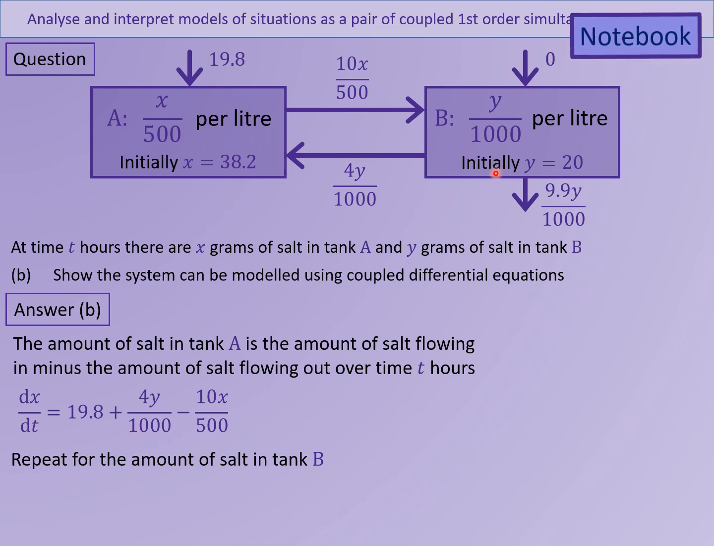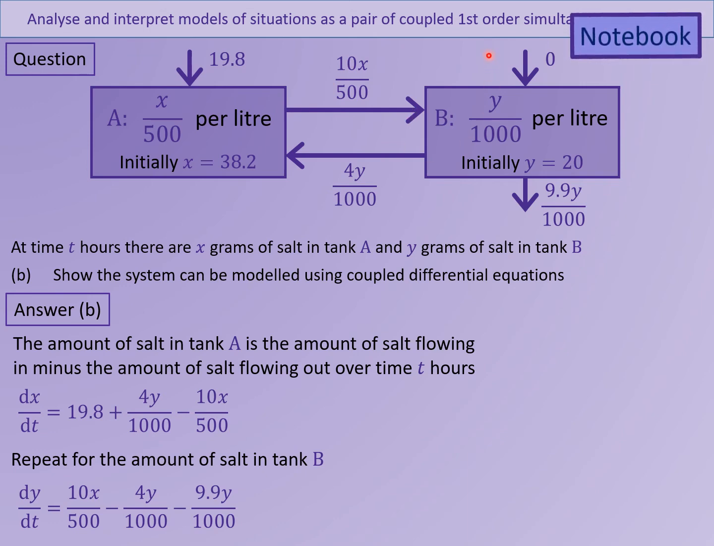Well, here's the second tank. We know that's got y per litre in that tank. What could I do with this? Well, I could take that and differentiate first to get dy over dt. And then once I've got that part, I can see the change in the amount of salt in tank B, because it's a change in the y value, the change in the concentration of y over time equals what flows into it, or 10x over 500 does.